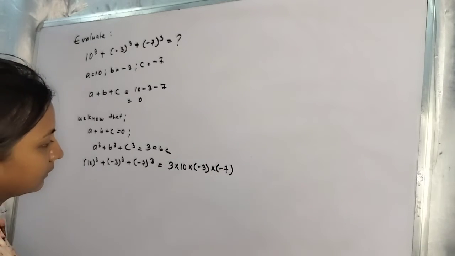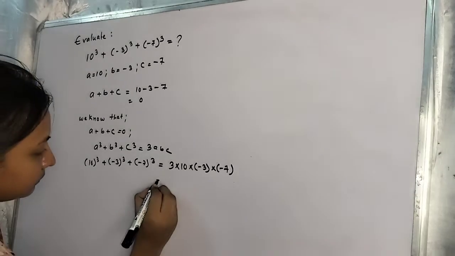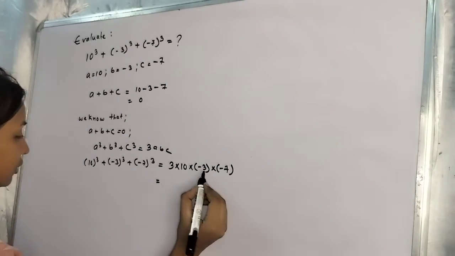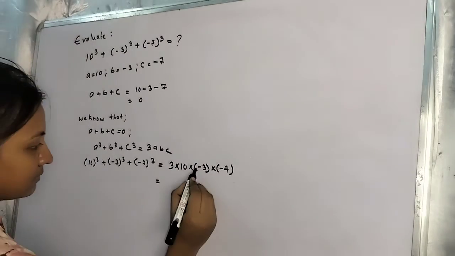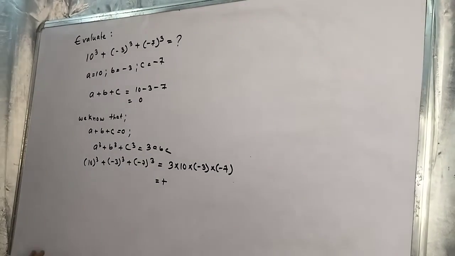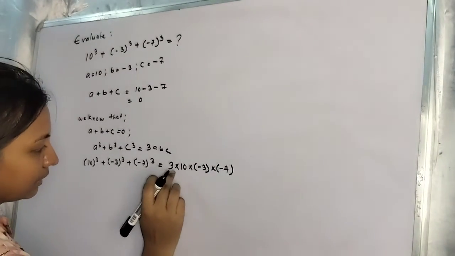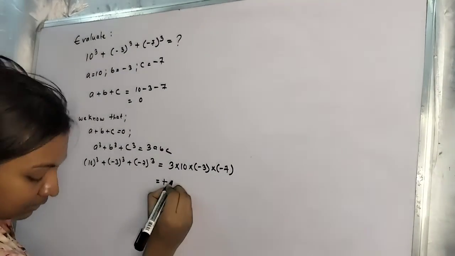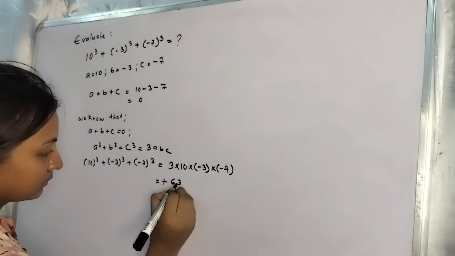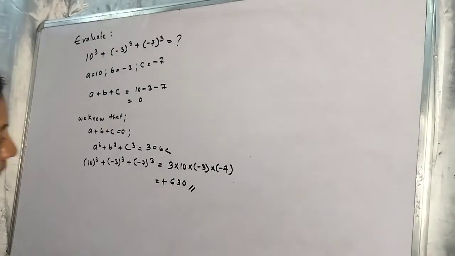is equals to 3 into 10 into minus 3 into minus 7. Fine. Now first we will check the sign, that is minus into minus is plus, so our answer will be in positive. Now we will multiply 3 into 10 into 3 into 7, then that will give you 630 as your answer. Fine.